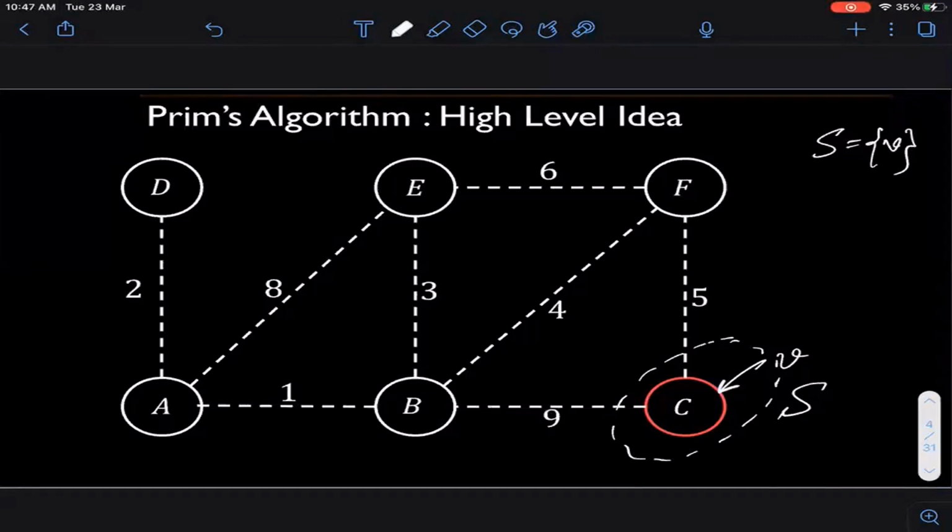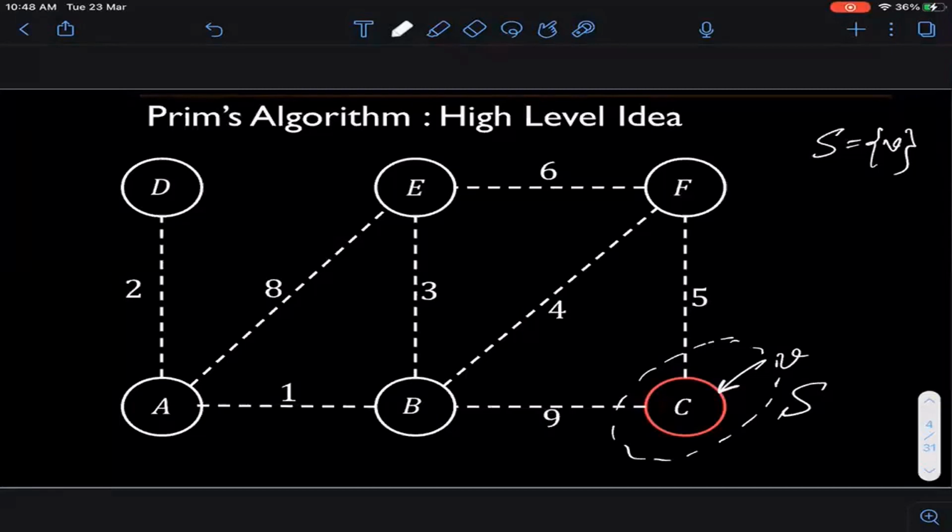So in some sense, you are expanding your frontier, capital S. Okay. Yeah. So we all know that Prim's is a greedy algorithm. So what I choose is the minimum cost edge that is available to me. Okay. So for example, here what is my set right now? It's a singleton vertex capital C. So the edges that are going out of here are 5 and 9.